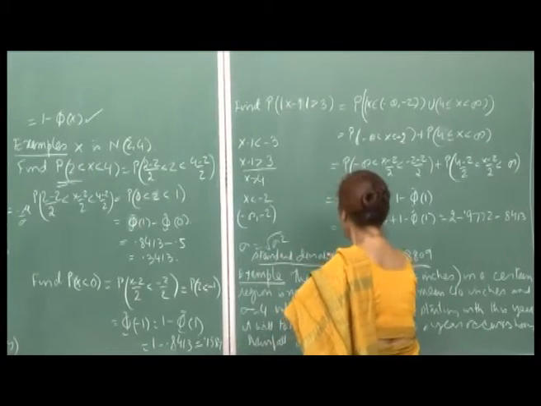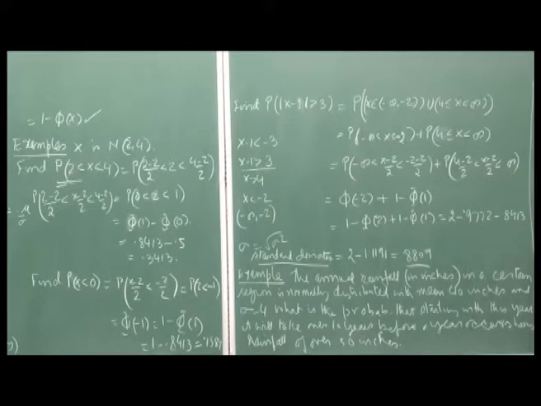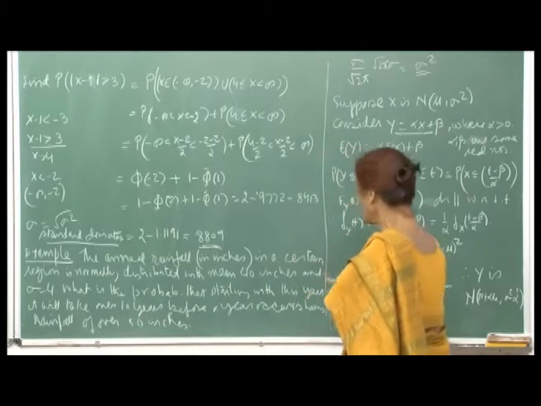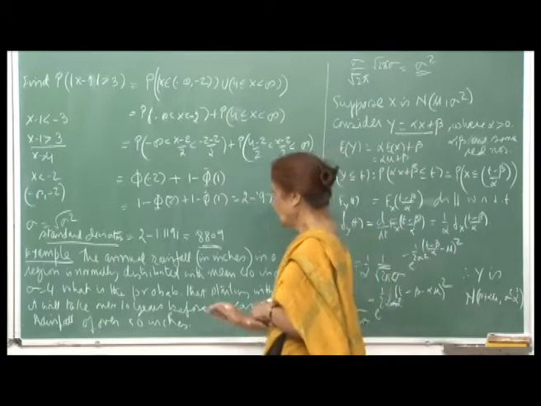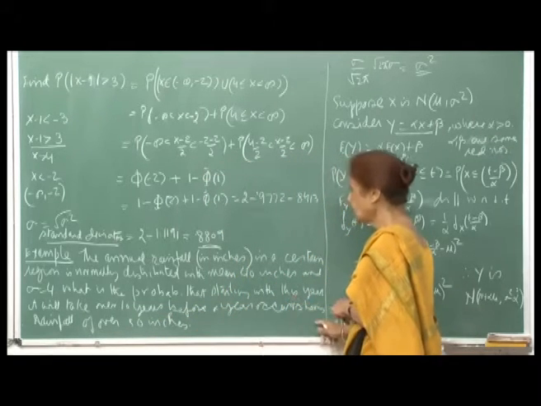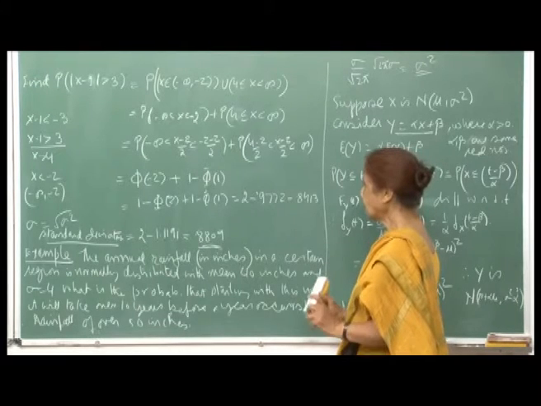Okay, this is also known as standard deviation. So, standard deviation is 4, that means variance is 16. What is the probability that starting with this year, it will take over 10 years before a year occurs having rainfall of over 50 inches? So, let us understand the problem.